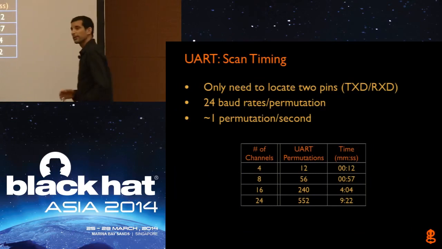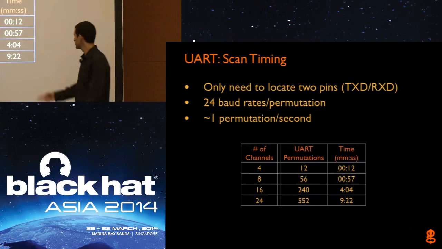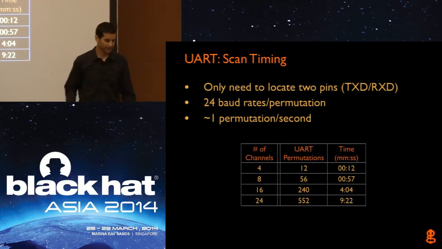So for the speed, since we only have to locate 2 pins, it ends up being about 1 permutation a second. So 10 minutes at the most. Not too bad.